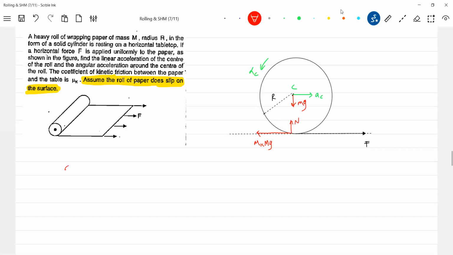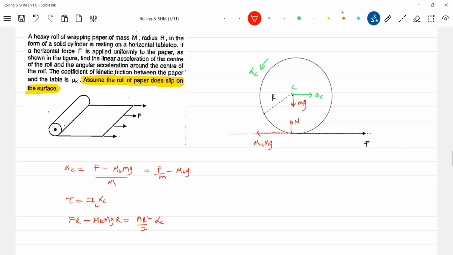So the acceleration of center of mass should be F minus... Someone is asking for the angular acceleration. Angular acceleration will be given by torque equal to I C into alpha c. So what is the torque? F into R, minus mu k mg into R, is equal to... this is like a solid cylinder, no? So m r square by 2 into alpha c.